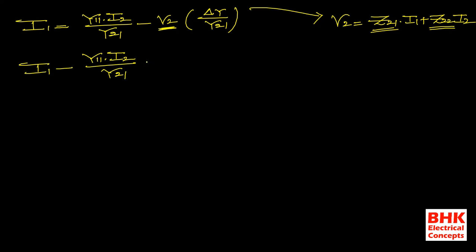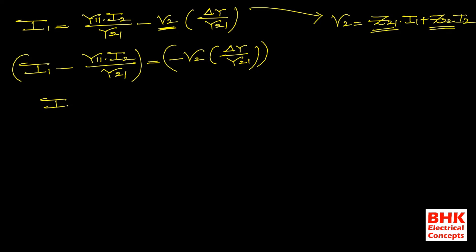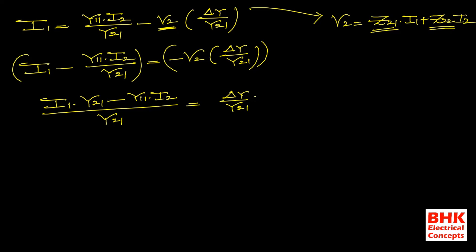Okay, now see here, from this expression we can write I1 minus y11 I2 divided by y21 is equal to minus v2 into delta y divided by y21. This is the left side term and this is the complete right side term. Now we require only v2. So for that, by simplifying the left side term, that is I1 into y21 minus y11 into I2 whole divided by y21 is equal to delta y divided by y21 into v2, and this whole term has a negative sign.